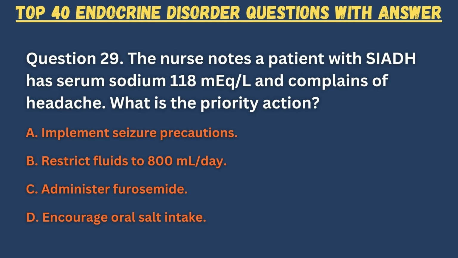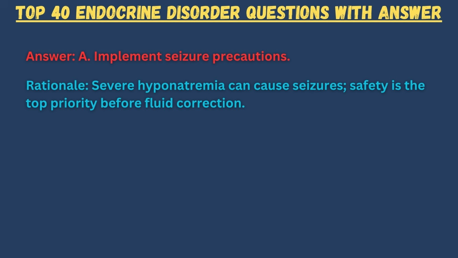Question 29. The nurse notes a patient with SIAD has serum sodium 118 milliequivalent per liter and complains of headache. What is the priority action? A. Implement seizure precautions. B. Restrict fluids to 800 milliliters per day. C. Administer furosemide. D. Encourage oral salt intake. Answer. A. Implement seizure precautions. Rationale. Severe hyponatremia can cause seizures. Safety is the top priority before fluid correction.